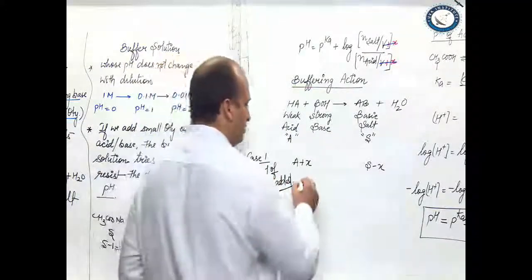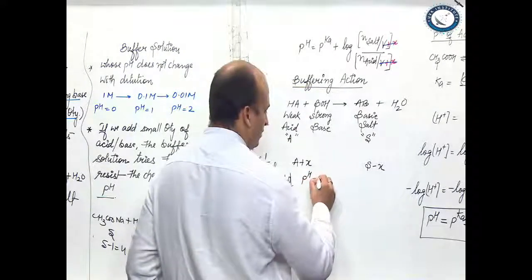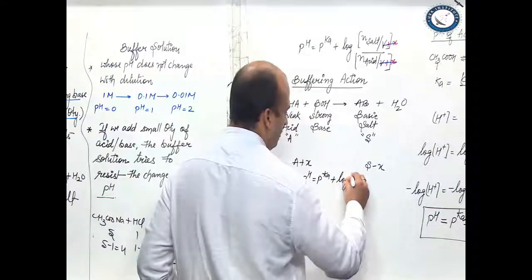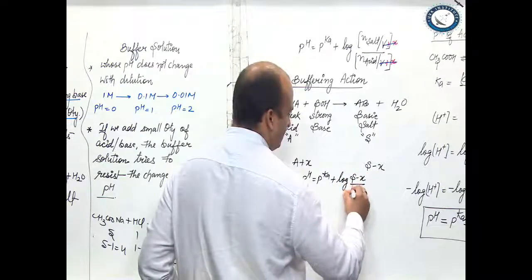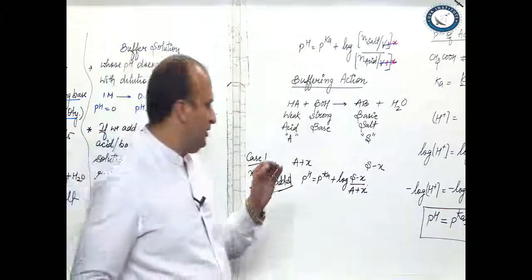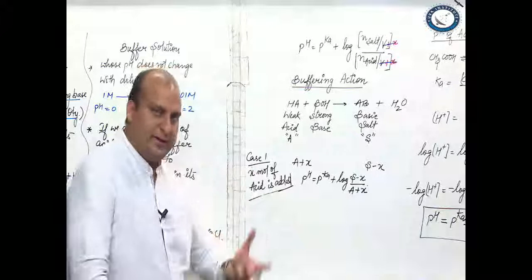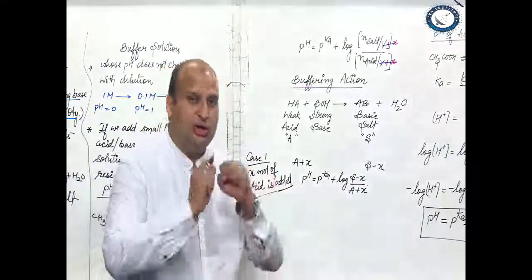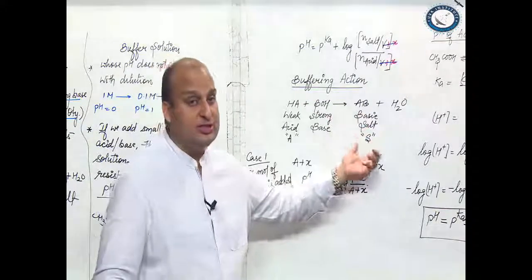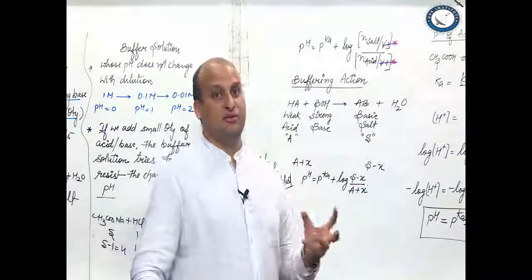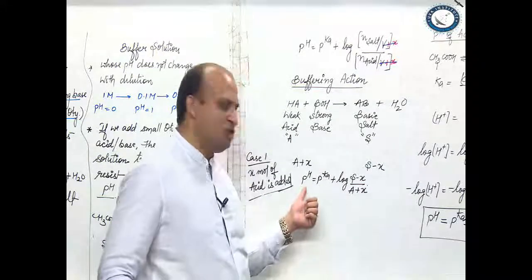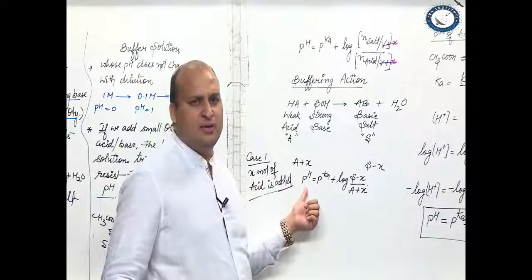Now what will be the new pH? This will be pKa plus log of S minus X upon A plus X. So if you see, the acid which you are actually adding into the buffer is being neutralized by this basic salt. So this basic salt behaves as a buffer against the incoming acid, and that is why you see the change in the pH will be very, very less, very, very minimal.